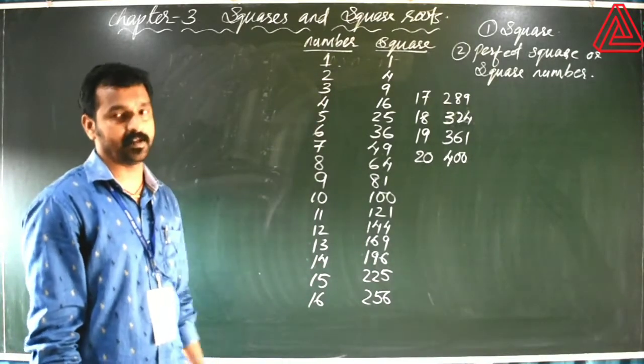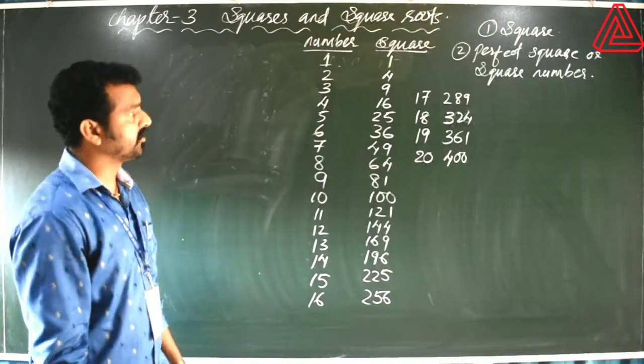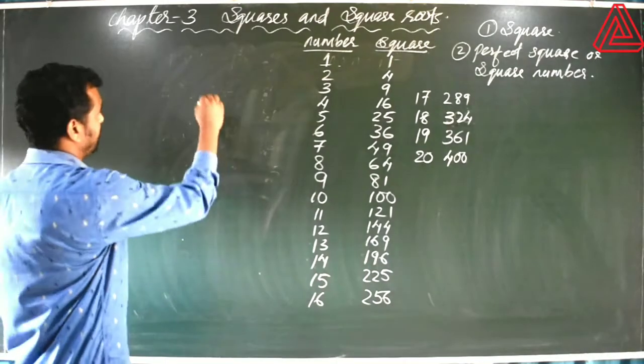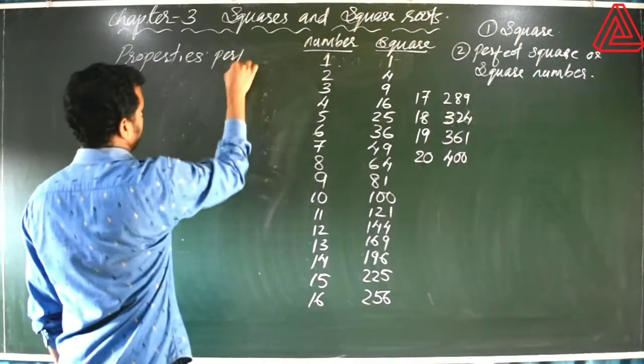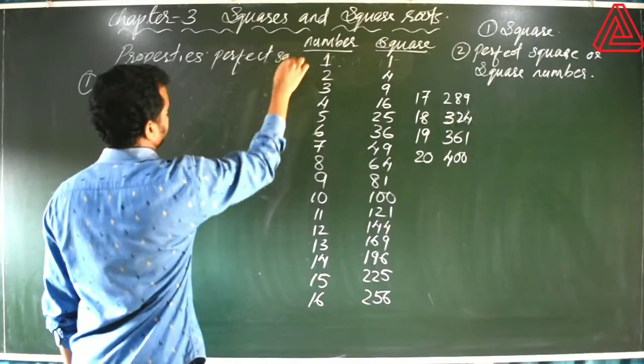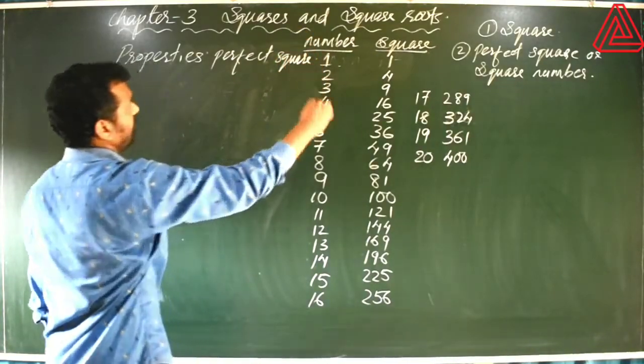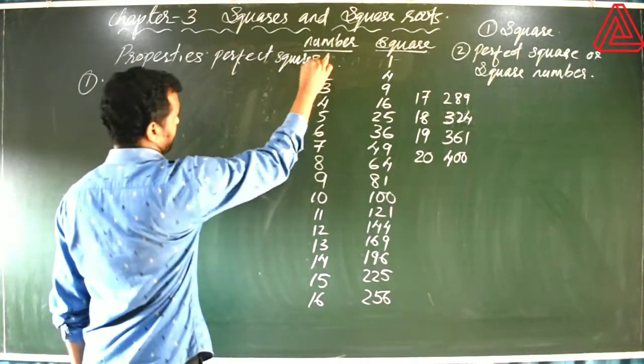These numbers you have to learn by heart. Okay, now we are going to study the properties of perfect squares. Properties of perfect squares. Number 1.